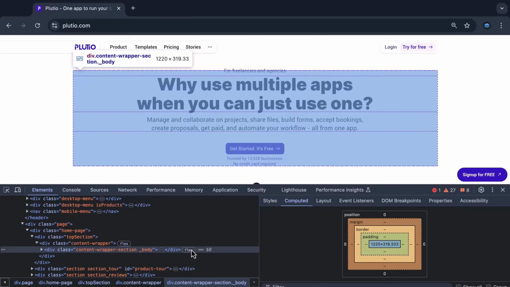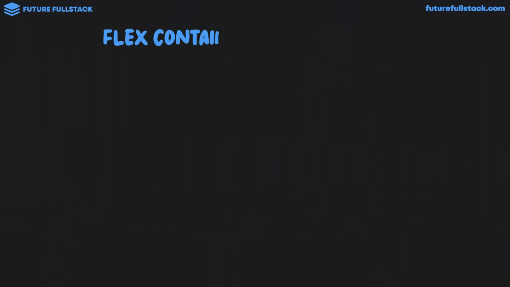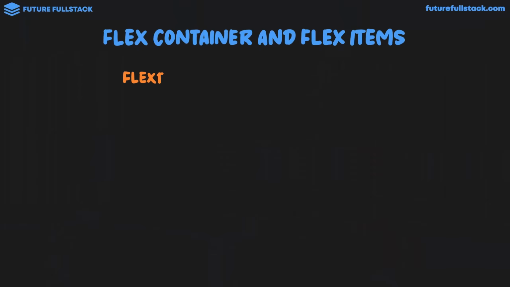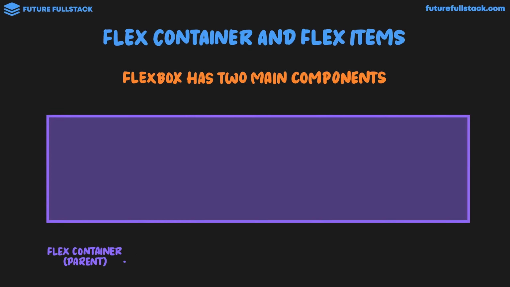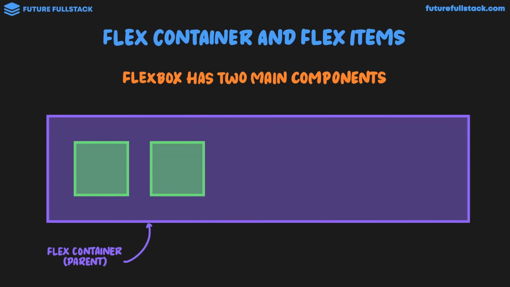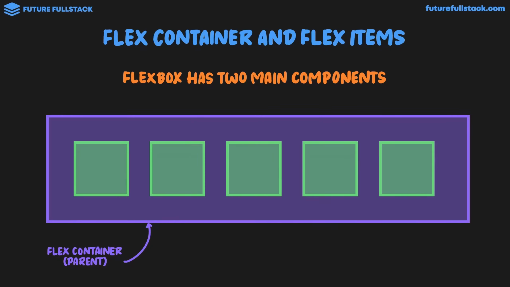So let's start getting comfortable with some Flexbox terminology. We'll be looking at Flex Container and Flex Items. Flexbox has two main components. The first is called the Flex Container. This is the parent element. Inside the Flex Container, we have Flex Items. These green boxes are the Flex Items, which are the children of the Flex Container. So Flex Container is the main parent container, and the different elements inside the Flex Container are known as Flex Items, which are the children.